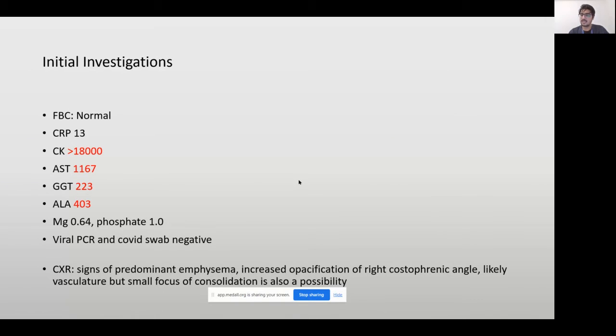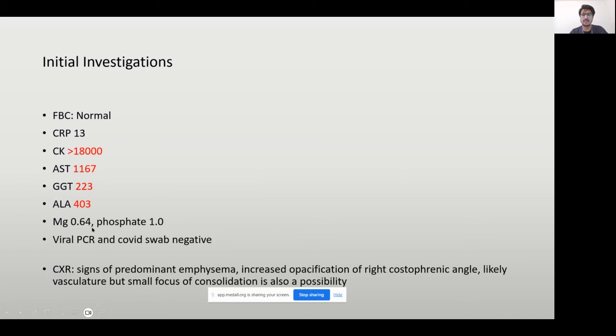The initial investigations were done, and we found that CK is quite high. Creatine kinase was 18,000, but at the same time, you can see the liver functions are quite deranged. AST, gamma GT, and ALT were high, but we assumed it could be due to cirrhosis of the liver. He's not diagnosed with cirrhosis, but he has alcoholic liver disease and he's a chronic alcoholic, so we were suspecting it could be due to that.